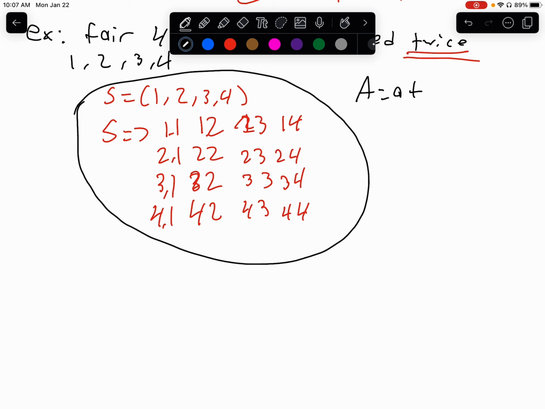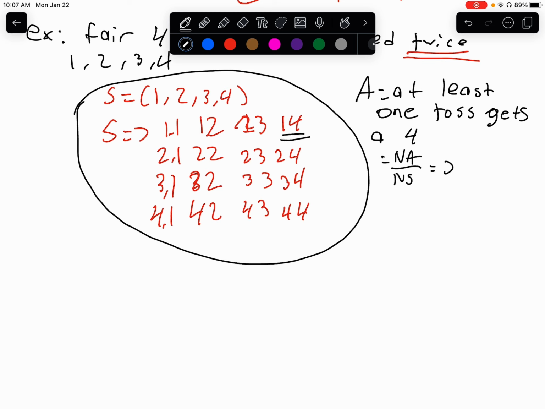We can have at least one toss gets a 4. So this can be defined as, remember, NA over NS, which in this sample space we can look at as the number of 4s that appear only one time, which is this one, 1, 4. We can define this as 1 over 4. And then as we define 1 over 4, it is a 25% chance that this occurs.